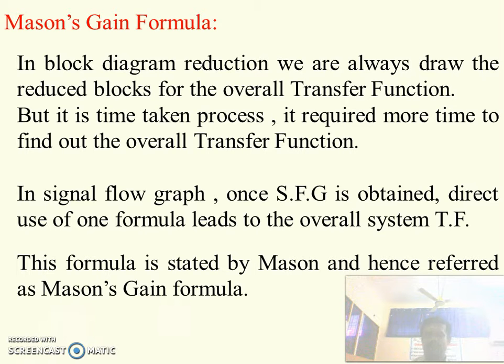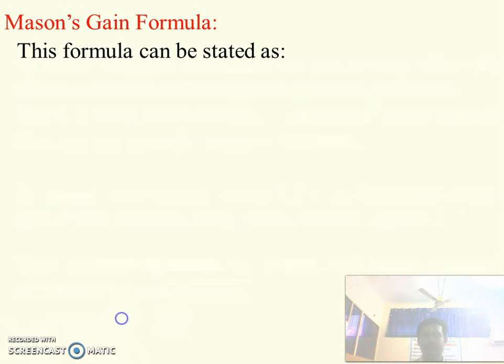In a signal flow graph, once we have obtained the signal flow graph, we can directly use one formula called Mason's gain formula. By Mason's gain formula, we can find the overall transfer function of the system. This formula was stated by Mason and hence it is referred to as Mason's gain formula. So now we will check what Mason's gain formula is.